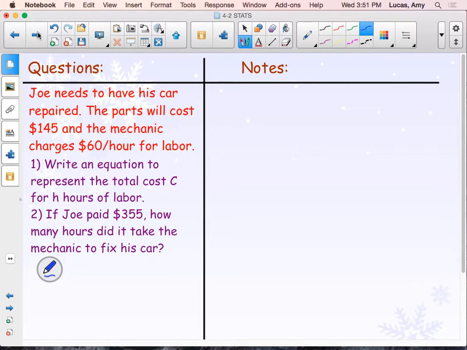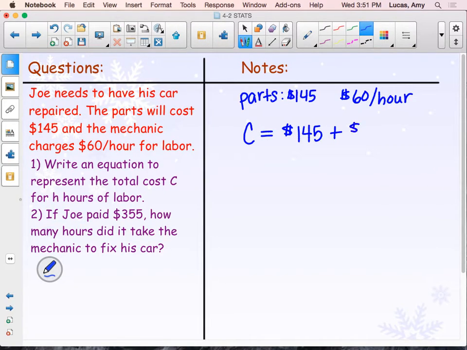Okay, our next example is a word problem. Joe needs to have his car repaired. The parts will cost $145. And the mechanic charges $60 an hour for labor. Write an equation to represent the total cost C for H hours of labor. Okay, so my total cost C is going to be equal to the parts plus the labor, $60 per hour, so $60 times H.